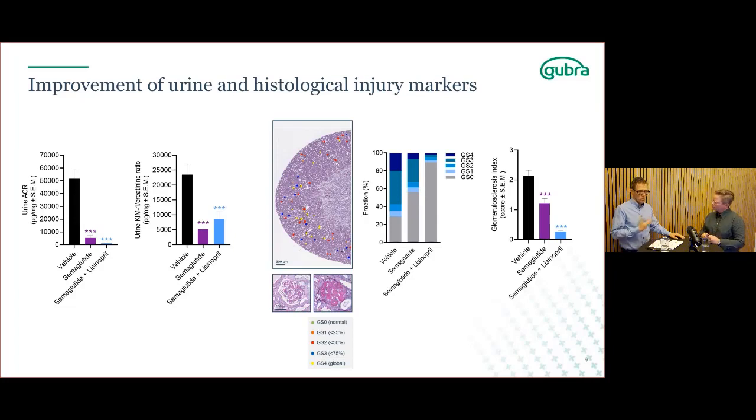So what I see from your data is that drugs either working directly on the kidney or extrarenal could actually have efficacy in this model. Yeah, absolutely. I think there are lots of opportunities there. Thank you very much, Mette.